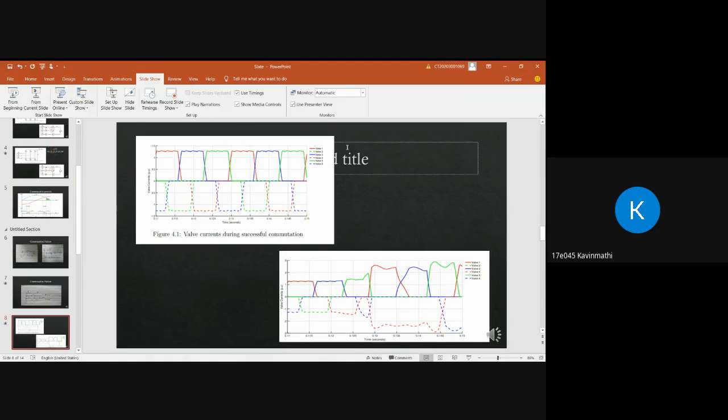So commutation doesn't succeed, and the effect of this is that it will induce a lot of heat in the circuits, and they get affected. So these are the valve currents during the successful commutation, and these are the valve currents during the unsuccessful commutation. If the commutation failure occurs, the ID current will be like this, and it will not be uniform.